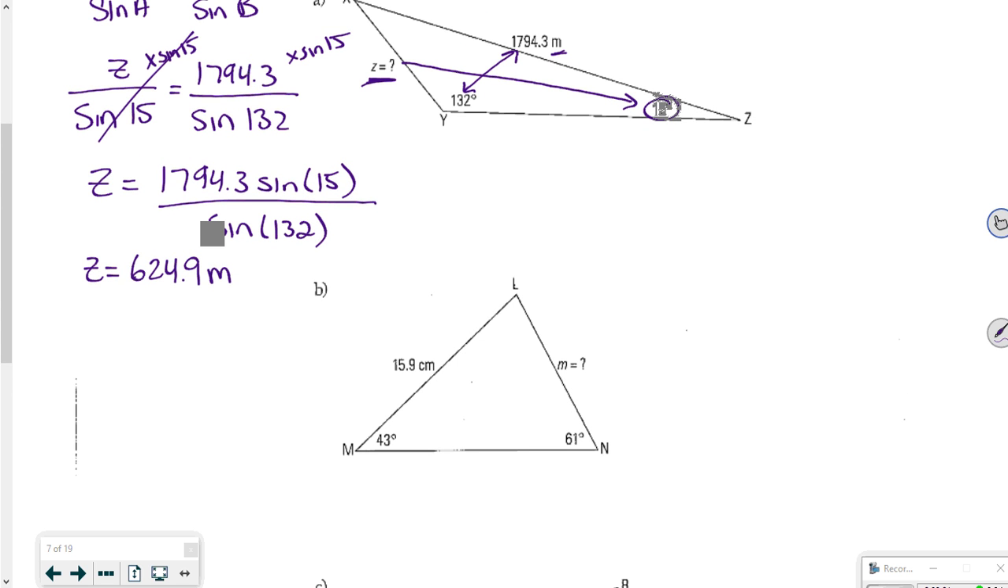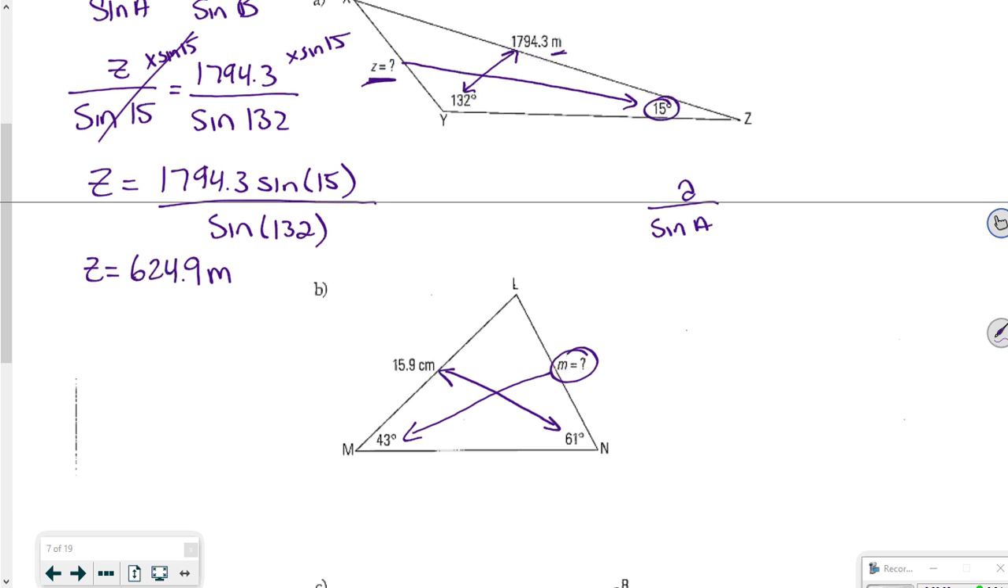Part B, it wants a side length. Exact same steps. So to figure out if we can use the sine law, we check our side, see if we know the angle across from it, which we do, and then we need to have another pair where we know both parts. In this case, we've got that. This is my indication I can use my sine law. I'm using my sine law to solve for a side. So A over sine A equals B over sine B.